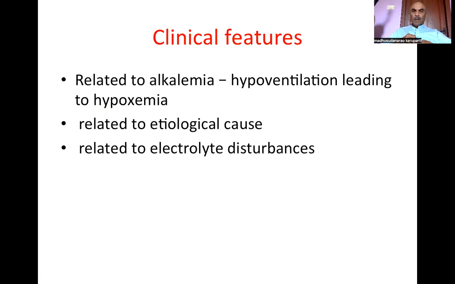The clinical presentation of metabolic alkalosis could be due to alkalemia, that is hypoventilation, sometimes complicated by hypoxemia, because metabolic alkalosis is compensated by the lungs by hypoventilation, which we talked about earlier, but it is limited by hypoxemia. And there are features related to etiological causes and features related to electrolyte disturbances, which will complicate the features of the etiological cause.